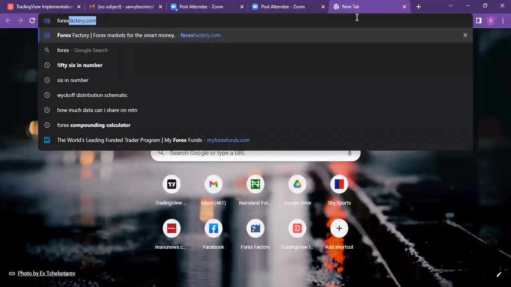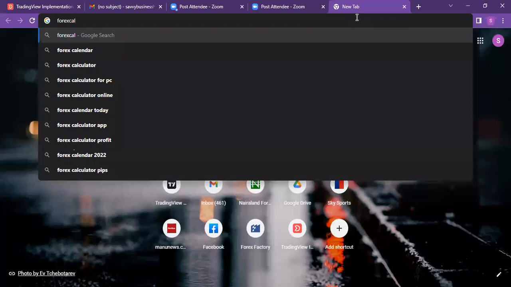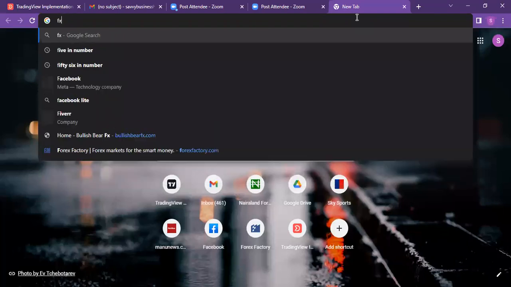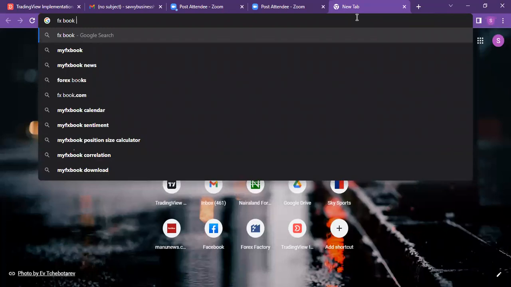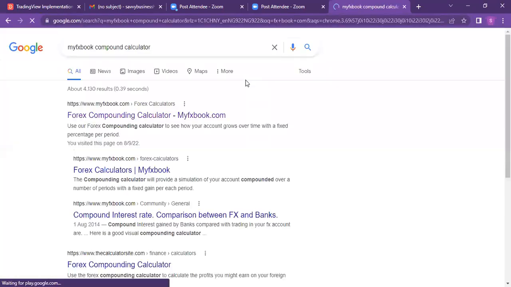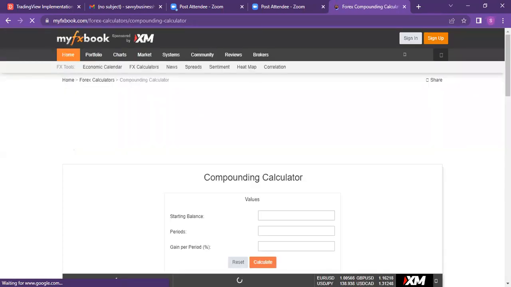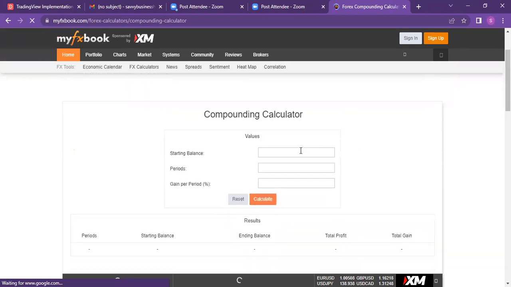Let us do it here. You guys should be able to see the screen. Forex calculator, FX book, compound calculator. Okay, so let's go now, for you guys to understand that you don't need to rush. If you are rushing it, you rush out. You understand? So let's say a $30 starting balance, 365 days.